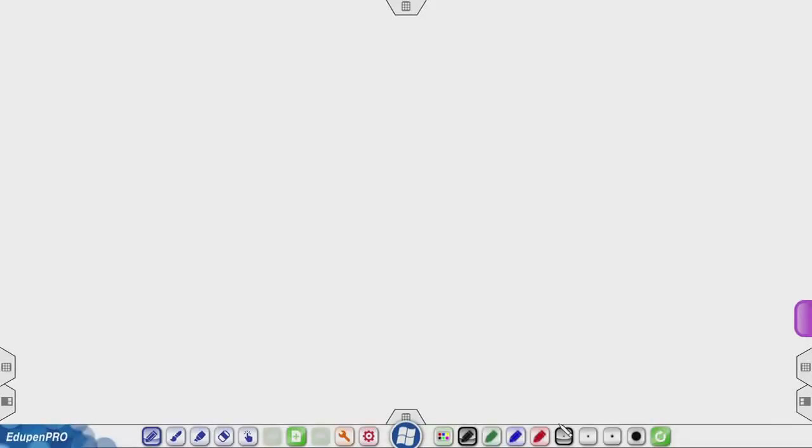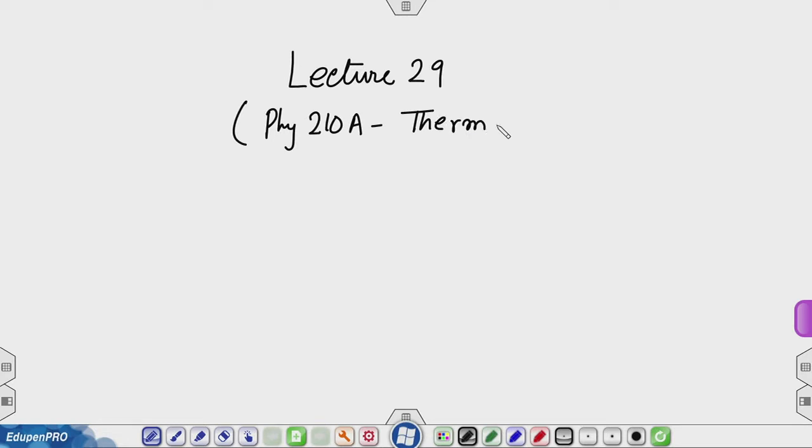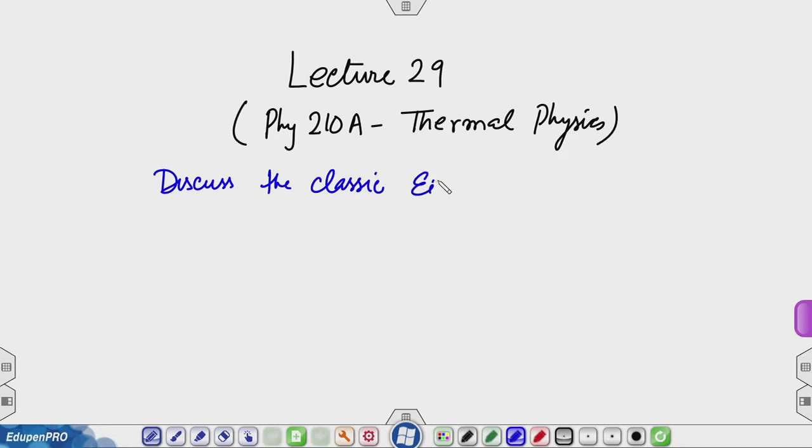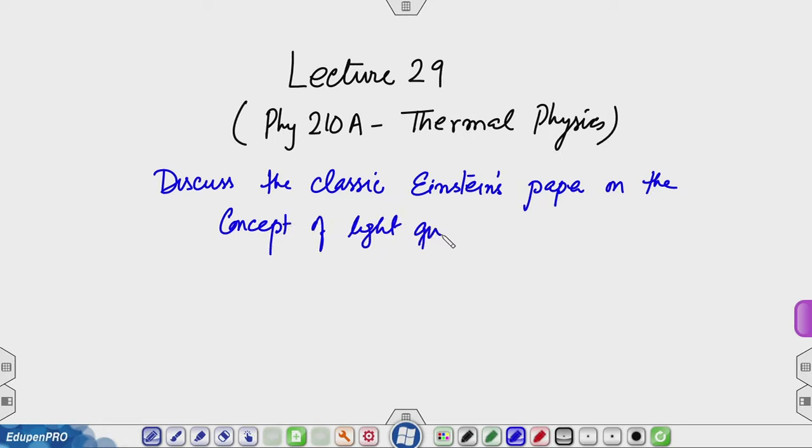This is lecture 29 of Physics 210A, thermal physics. And in this lecture, we are going to discuss the classic Einstein's paper on the concept of light quanta, what we now know as photons.